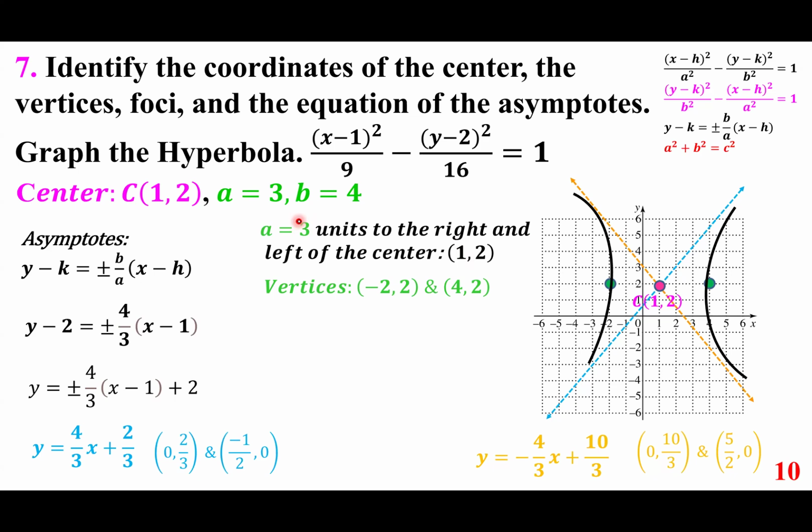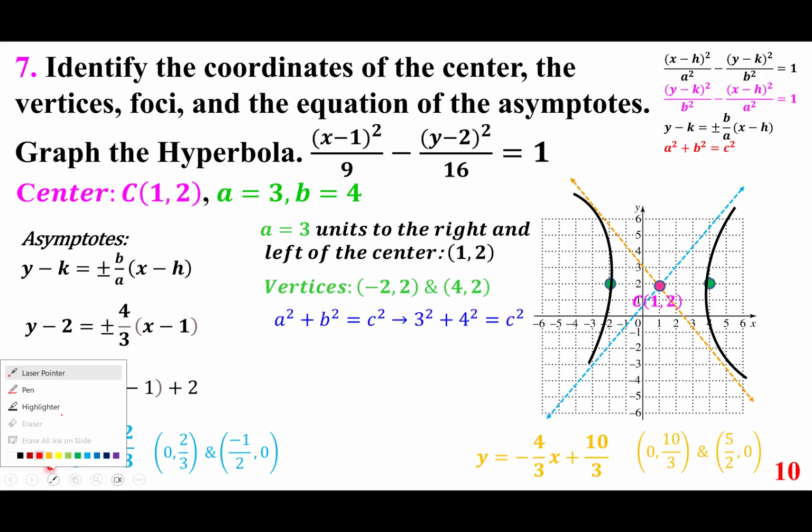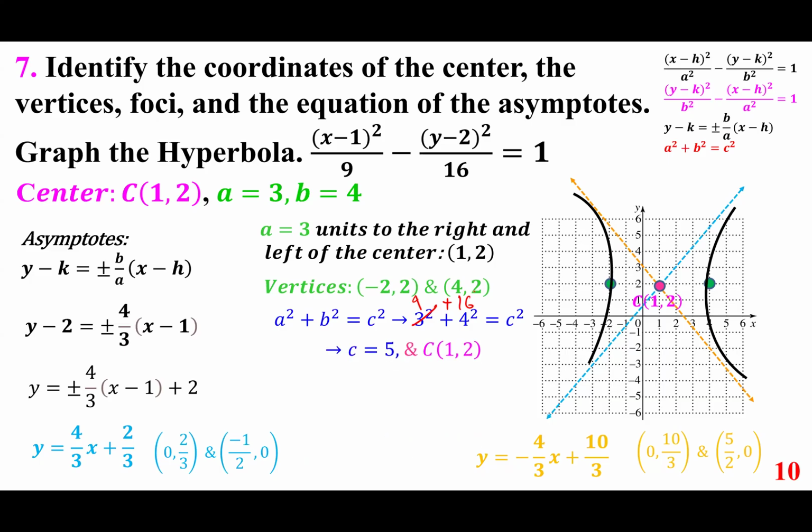Now, the next thing that I want to come up with is the value of the C, because I'm interested in finding the foci, and always A squared plus B squared equals C squared, because C is always larger than A and B. So 9, B, 3 squared is 9, 4 squared is 16, so we get 25. C squared is 25, C is 5, okay.